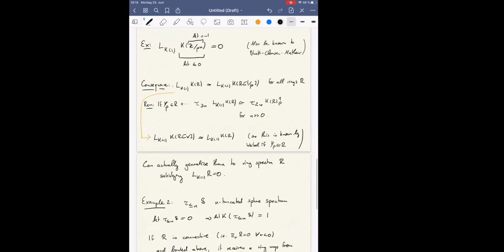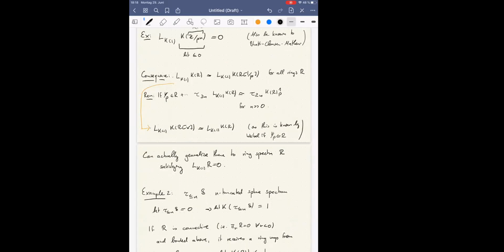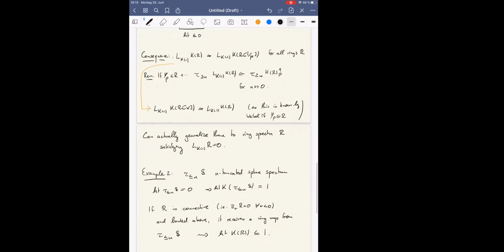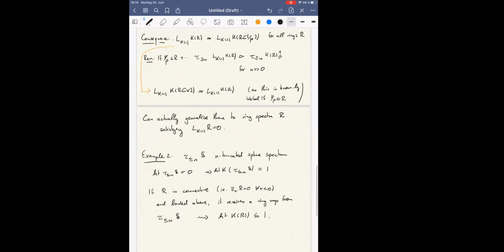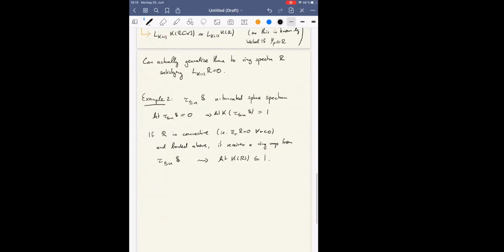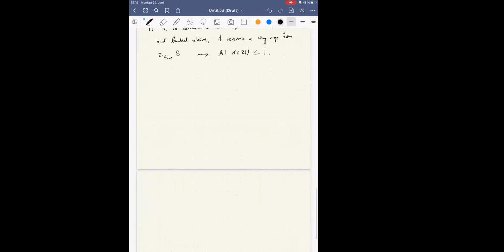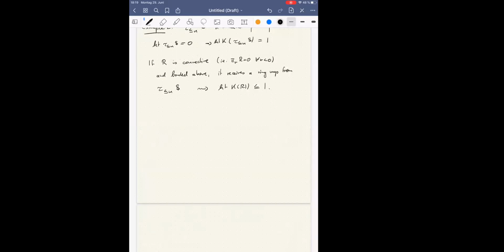Then I gave the second example: if we have a truncated sphere spectrum, then the height of this truncated sphere spectrum is 0, so the height of the K-theory of the truncated sphere spectrum is 1. Okay. In the second half, I want to tell you what is behind this kind of redshift theorem we prove, how we do this, and what properties of K-theory we use. Okay, so second part.